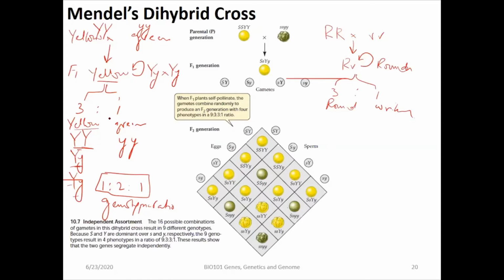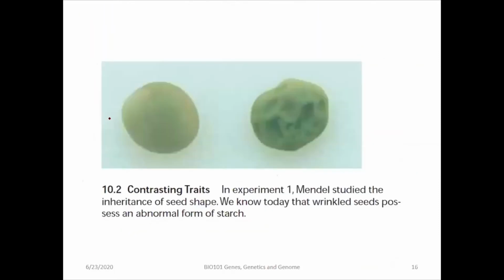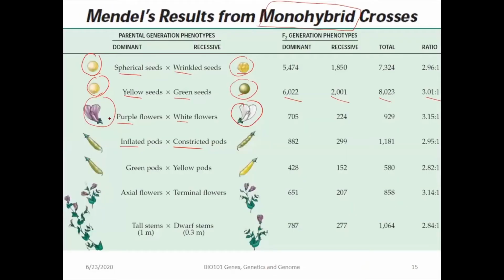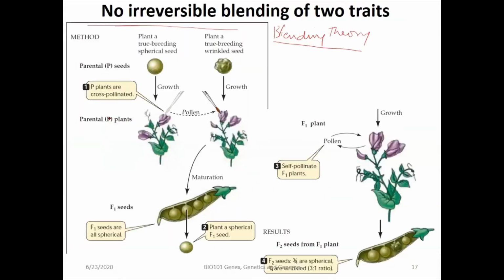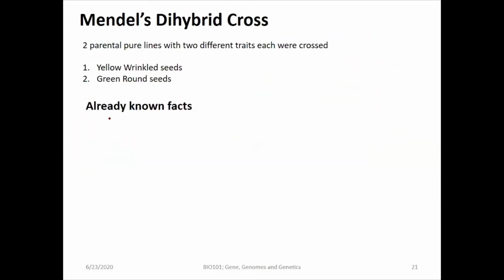So he said, okay, I have studied 7 different traits. All 7 showed me complete dominance. All showed me 3:1 F2 phenotypic ratio, and 1:2:1 genotypic ratio. But what will happen if I analyze 2 traits at the same time?